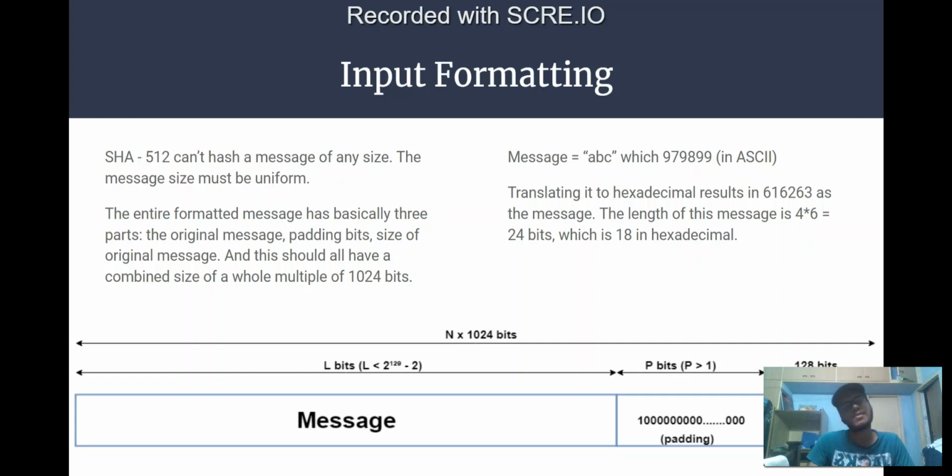Now for example, let us take the message abc. The abc message is 97, 98, 99 in ASCII. Translating it into hexadecimal results in the value 61, 62, 63 as the message. As each hexadecimal digit occupies 4 bits, the length of the message is 4 times 6 digits, which is 24 bits, and converting 24 to hexadecimal is 18. So, the size of the message, L, is 18.